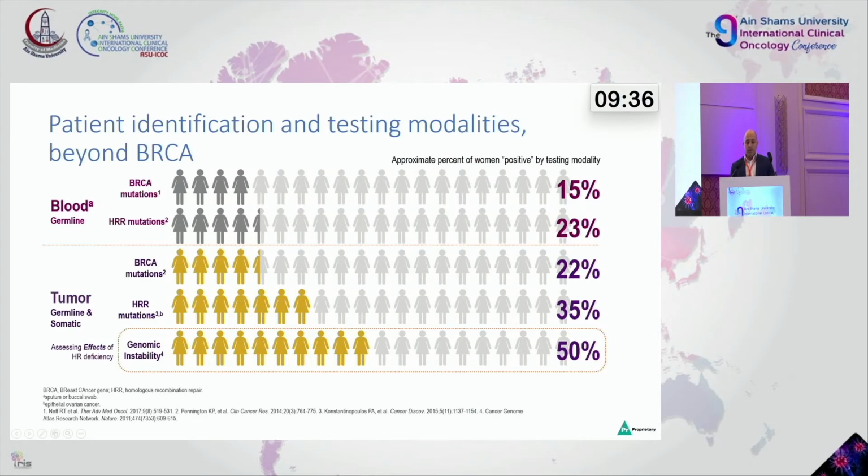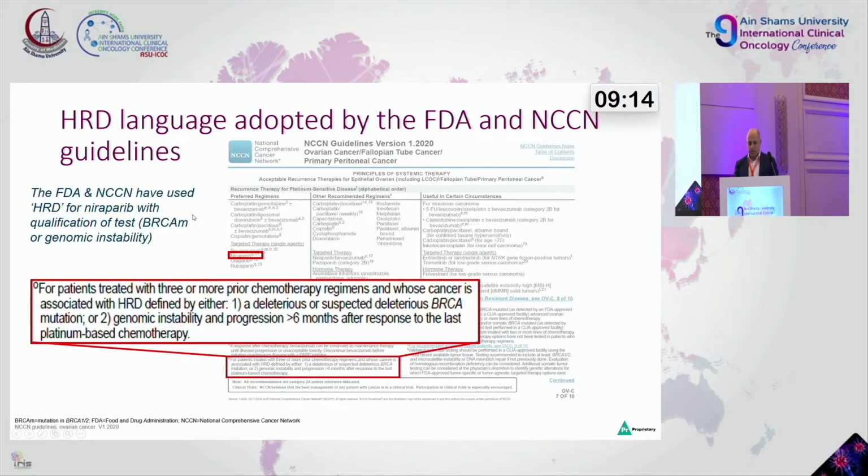I'll go quickly, and this is here to show you that when you do the blood, you can only find 15% of the BRCA mutation. For the HRR mutations, you get 23%. However, if you do both the germline and somatic, with the genomic instability, you can get up to 50%. So this is why it's important to know how to test and when to test and who to test.